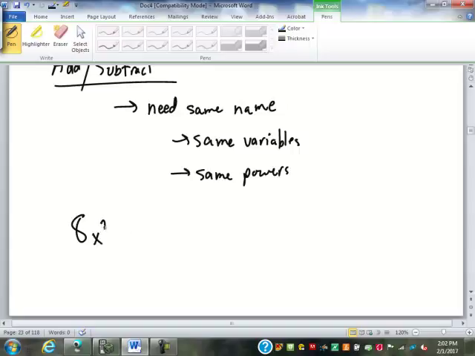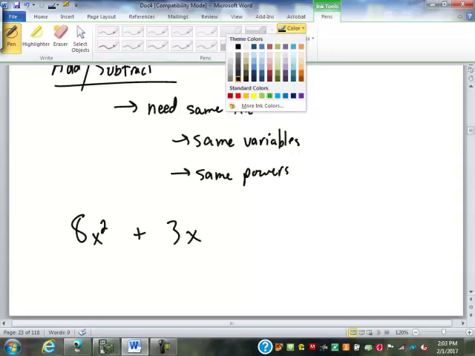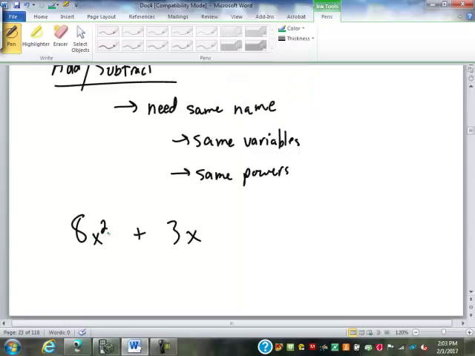If I add 8x squared plus 3x, can I combine those? Why can't I combine them? So if you think of this as having 8 square inches and 3 inches, they're different things. A square inch is a unit of area, where a regular inch is just a unit of length. It's a linear unit. Same here. An x squared and an x are different names. We cannot combine those with addition or subtraction.